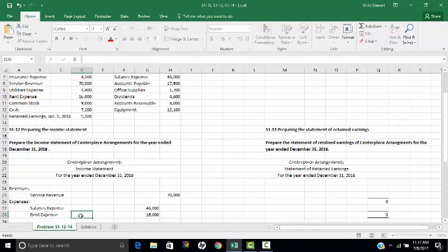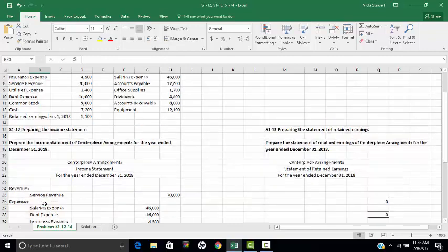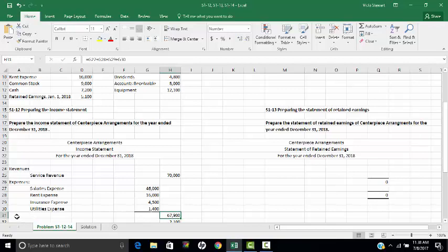And then we're going to have insurance expense, which is the next one in line, of $4,500. And our last one is going to be our utilities expense, which was the smallest one, of $1,400. Okay, and I have my spreadsheet set up already to total these, and you can do that or just add them together on your calculator and put the total in.